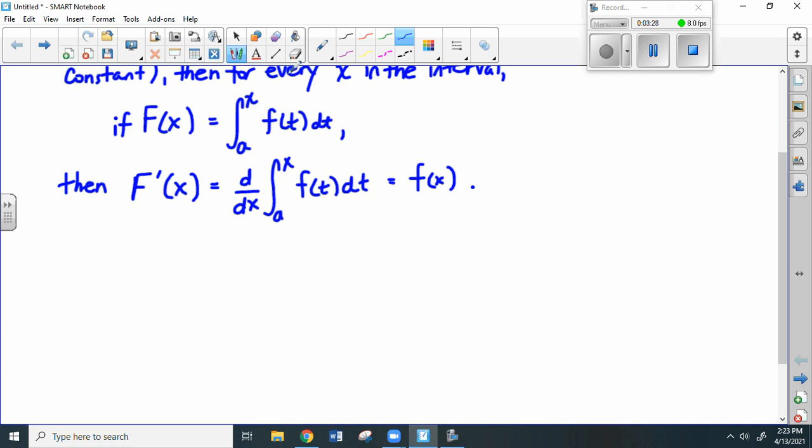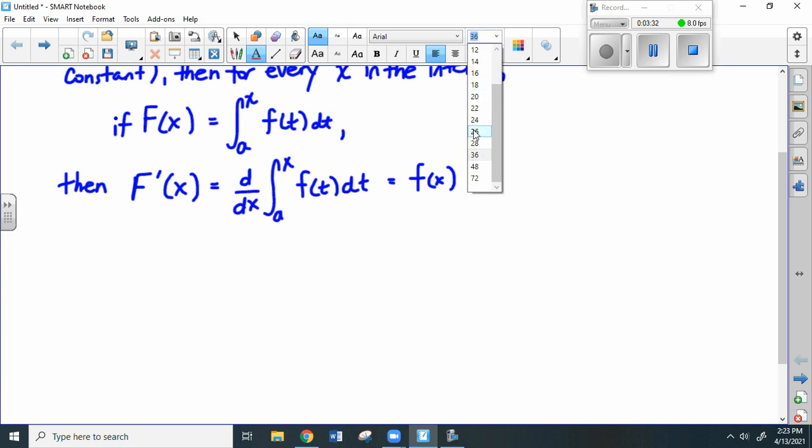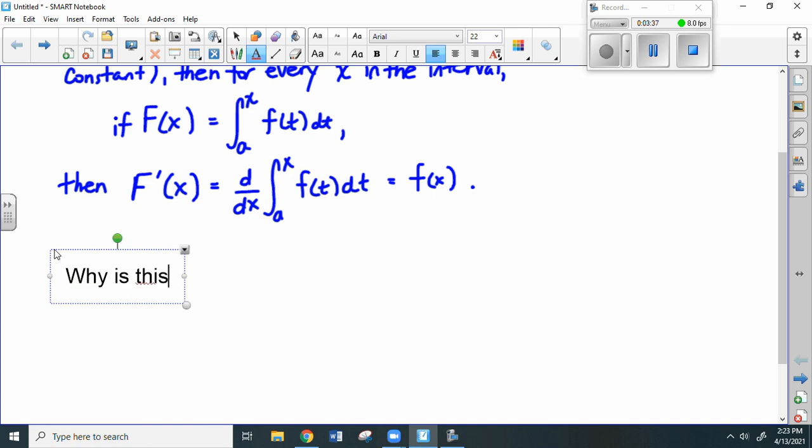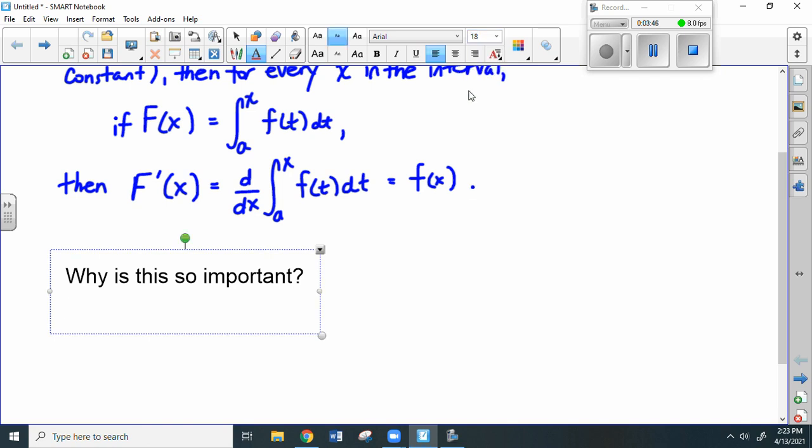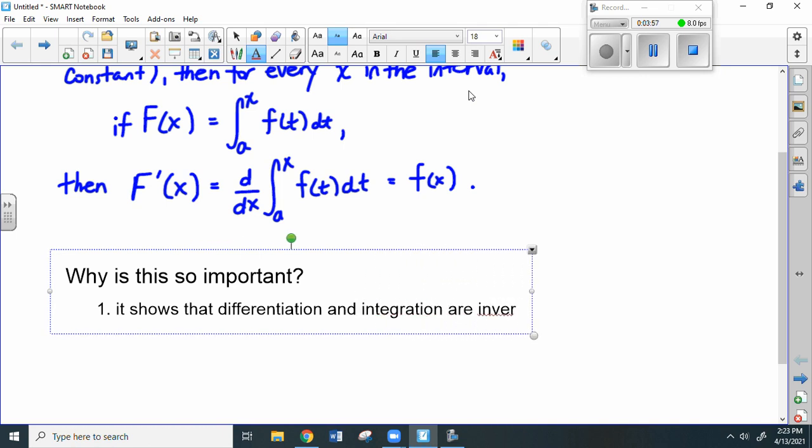And let me type this in here. I don't need size 36. Let's make it a little bit smaller. So why is this so important? First of all, and most importantly, it shows that differentiation and integration are inverses of each other.